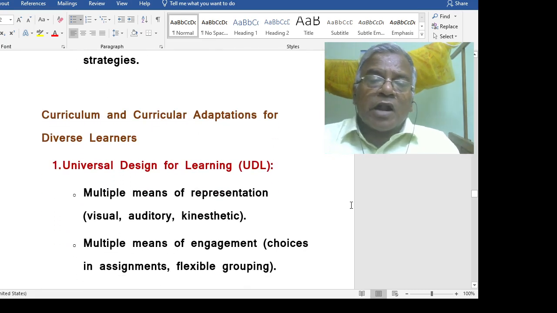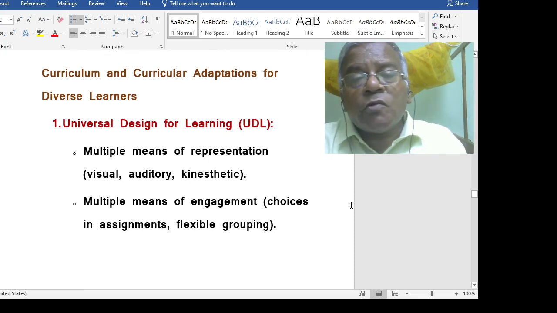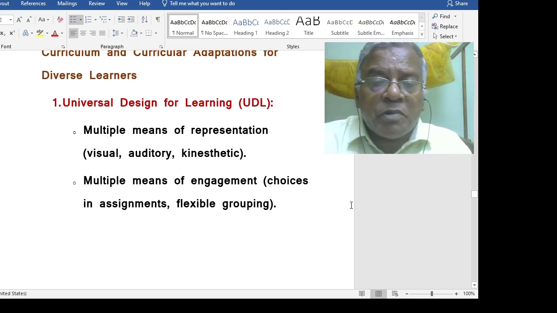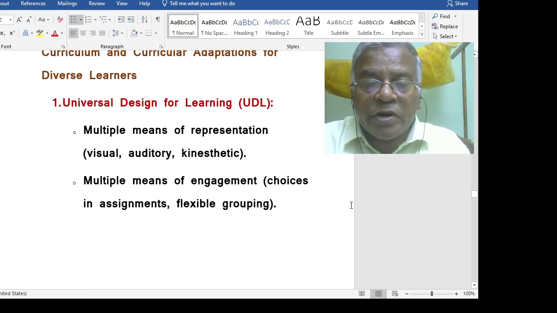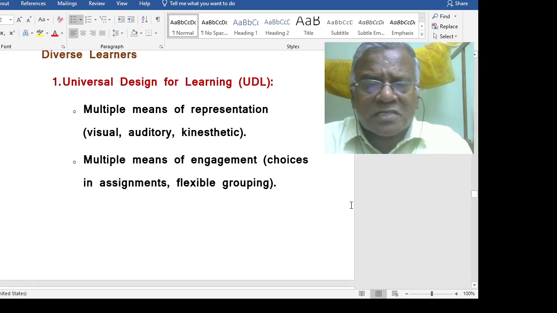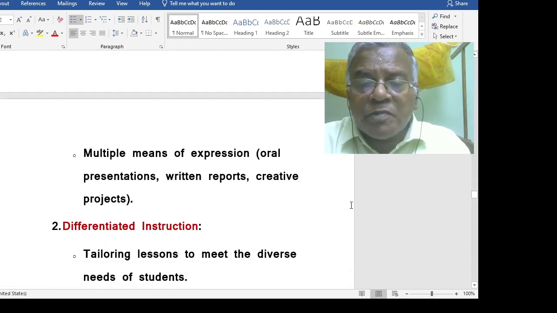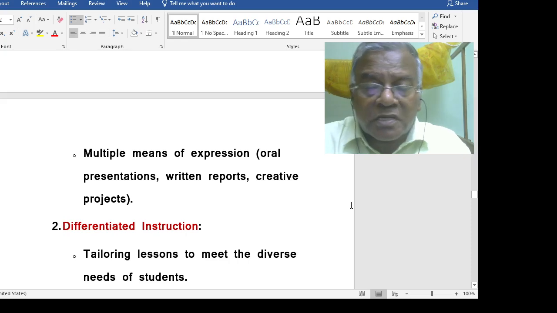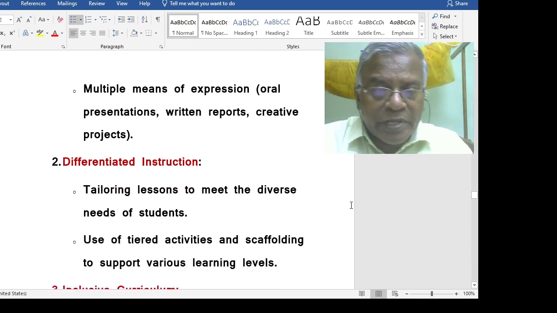Curriculum and curricular adaptations for diverse learners: universal design for learning, multiple means of representation, visual, auditory, kinesthetic; multiple means of engagement, choices in assignments, flexible groups. All such things should be there. And multiple means of expression, oral presentation, written reports, creative projects should be there.